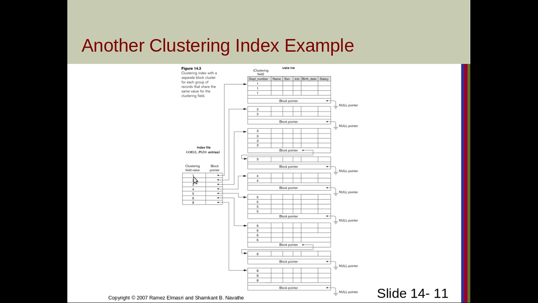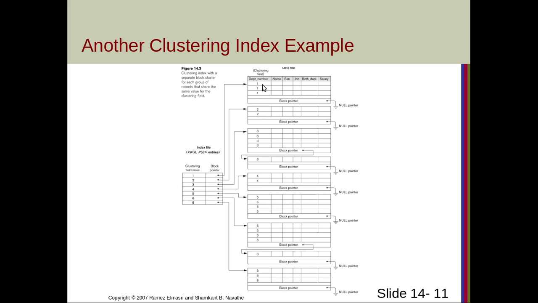The next one is another clustering index example. Here 1 is pointing to a block, and that block has 3 records. 2 is pointing to the second block, which has only 2 records. 3 is pointing to the next block, and it has 4 records, and so on. Here, suppose that at most 4 records can be stored in a block. At this point in time, our assumption is that only 4 records can be stored in a block.